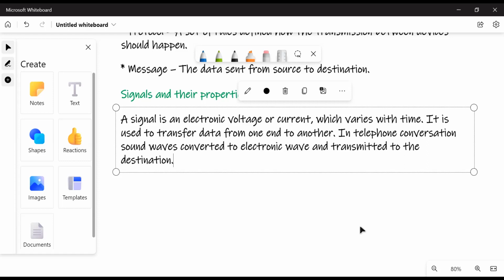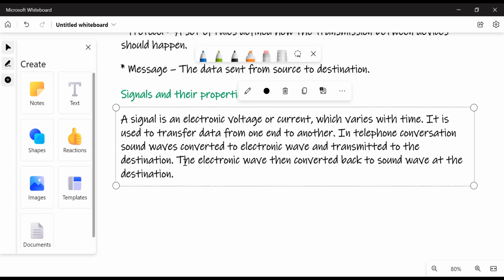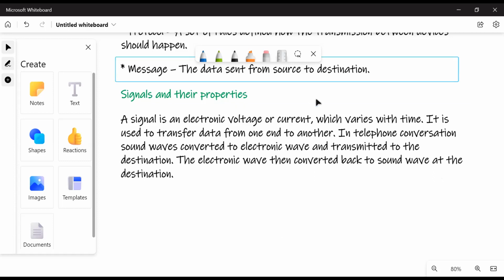Now, once you receive, you know what you are receiving is an electronic wave. To get back the sound, you need to convert it back, and that is exactly what will happen. So the electronic wave, we want to convert back. To continue the same, we can say the electronic wave, we can convert back to the sound wave.